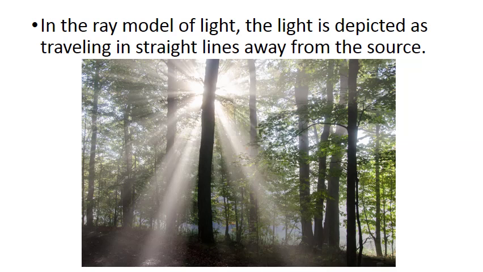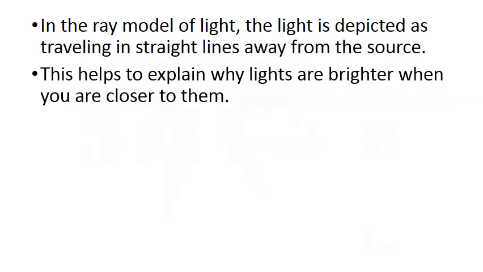So in the ray model of light, as opposed to the wave model of light, light is depicted as traveling in straight lines away from the source. And you can kind of see that in this photograph here. This shows how light would be depicted in the ray model of light. We've got the sun hiding behind a tree, and lots of straight lines of sunshine coming off of the sun going in all different directions. So that's basically how light would be portrayed in the ray model.